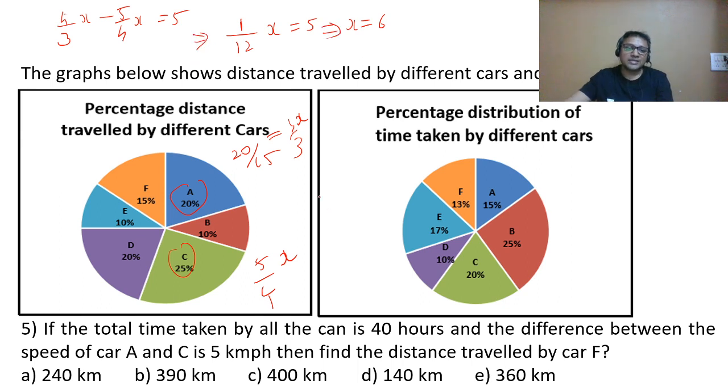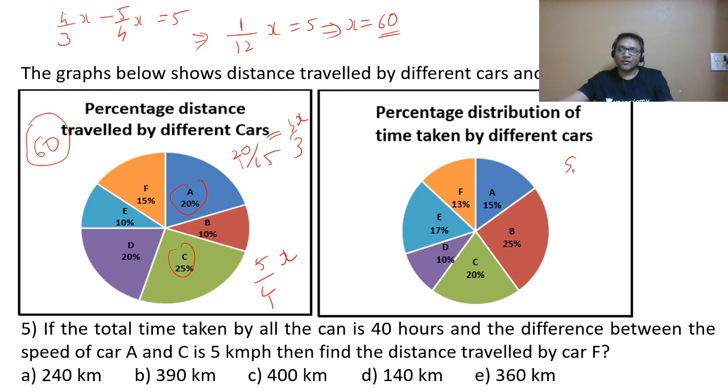So the moment you get x equals 60, overall the speed is 60 kilometers per hour. X is the overall speed, 60. So A's speed is 4 upon 3 of x, C's speed is 5 upon 4 into x, and the overall speed is 60 kilometers per hour. But okay, I'll tell you how the x comes from.